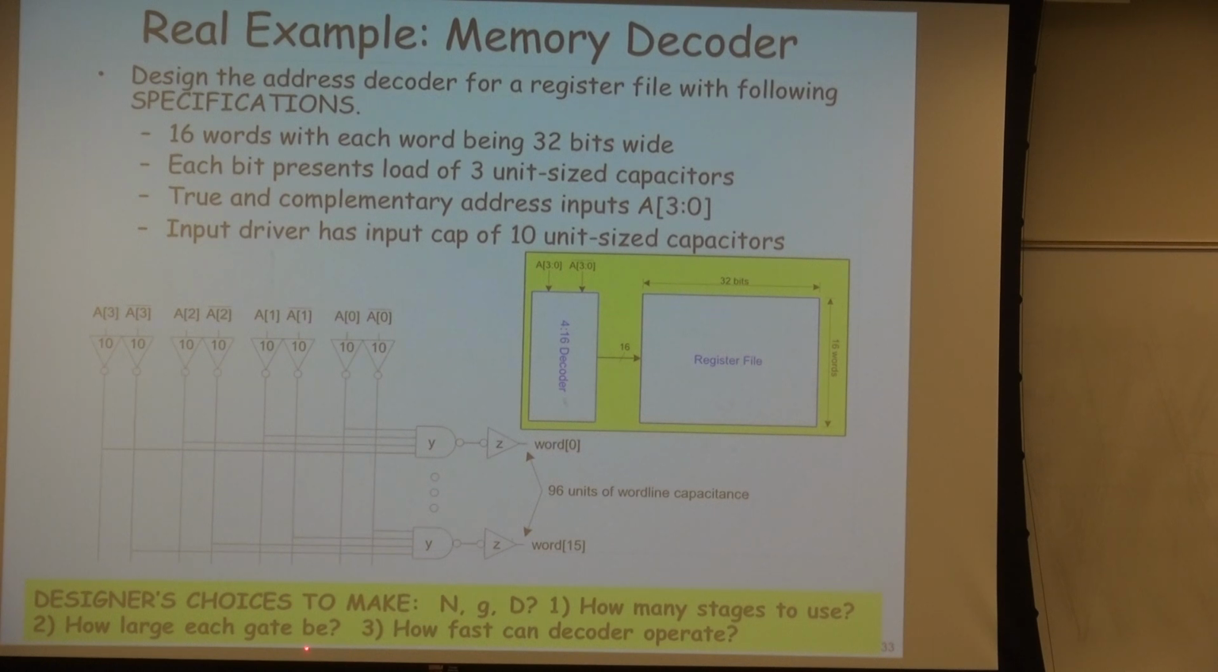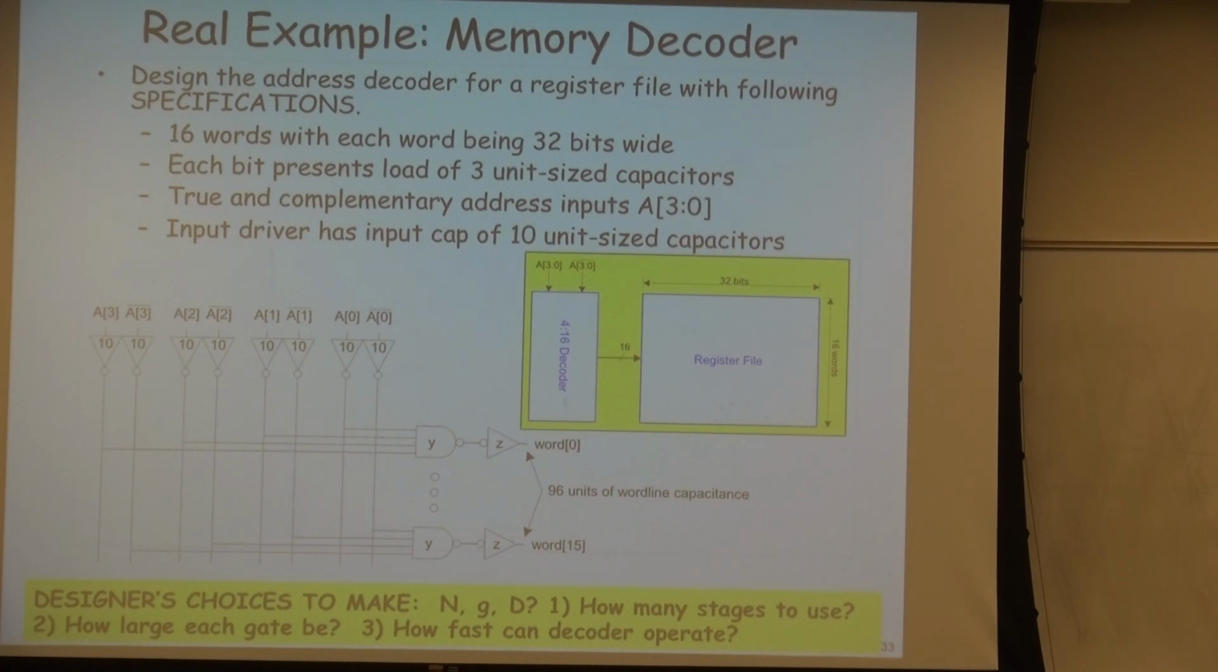So as a designer, you'll have to find out how many stages to use, how large each gate should be. I mean, this is of course given, but there could be other alternatives. So as a designer, you should look into other alternatives, how many stages to use, how large each gate should be, and how fast the decoder will operate, right? So these things you have to find out. So let's run the example for this particular case.